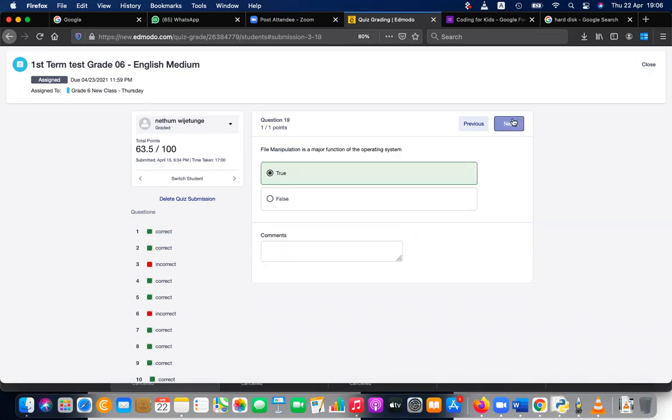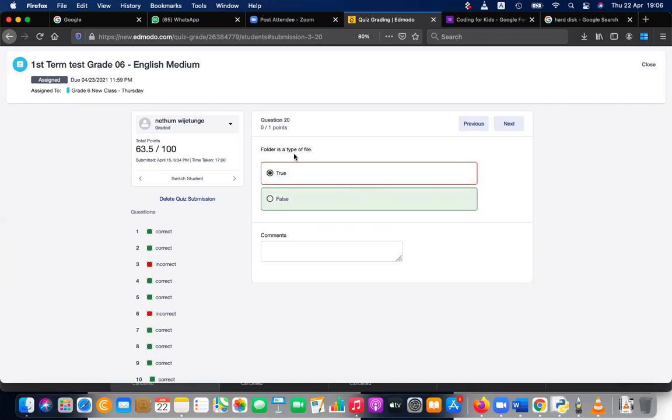Okay, file manipulation is a major function of operating system. Yes, we saw that. File copying, copy, rename, edit, open, everything is file manipulation, right? We saw how we opened a file from the memory card, how we copy, how we paste, how we open, everything using operating system.